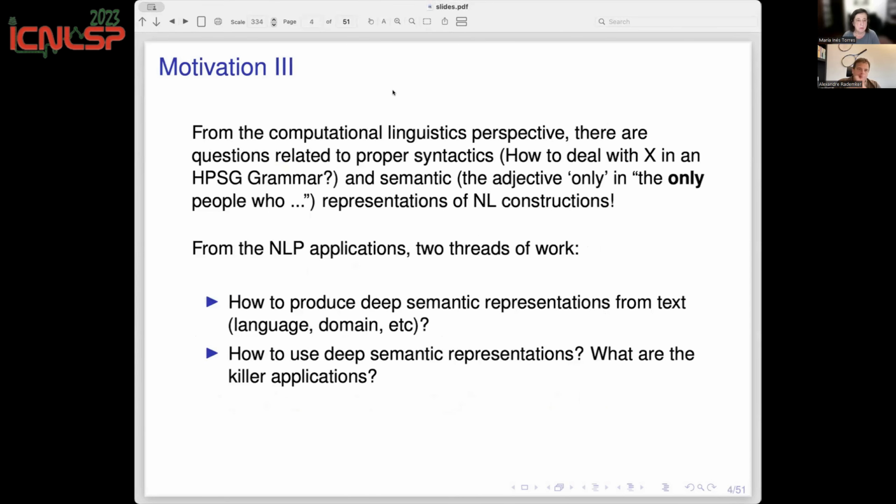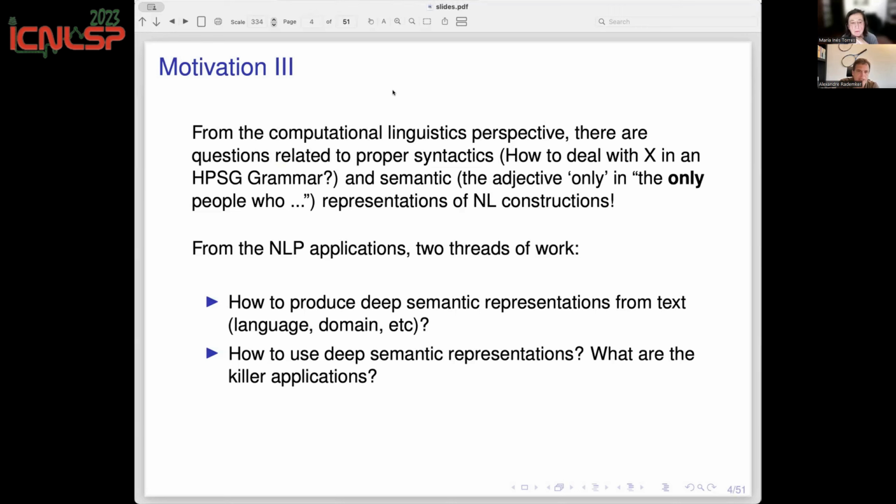When you think about these two frameworks, we may have two different perspectives. From the computational linguist perspective, we have questions about what the proper way is to represent different constructions of language, right? And from the semantic perspective, we also have many questions about, for example, how to represent one particular phenomenon, like the adjective only, right?